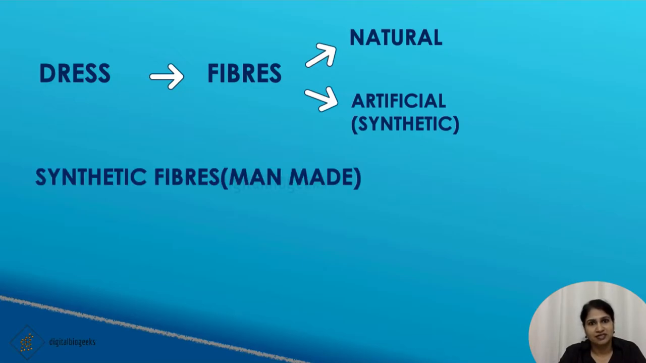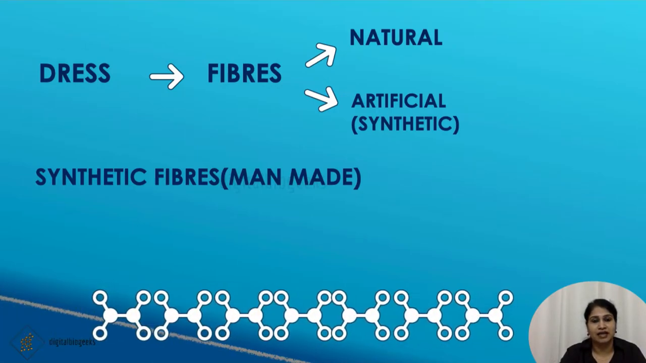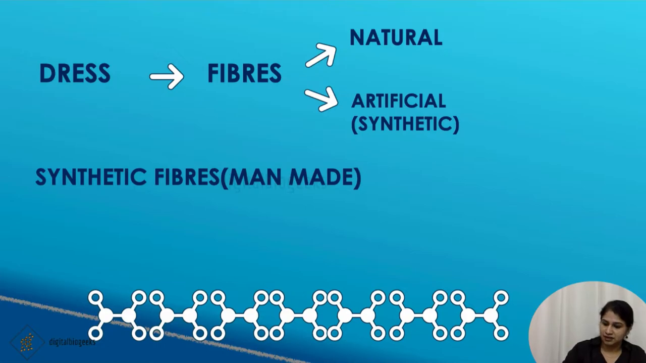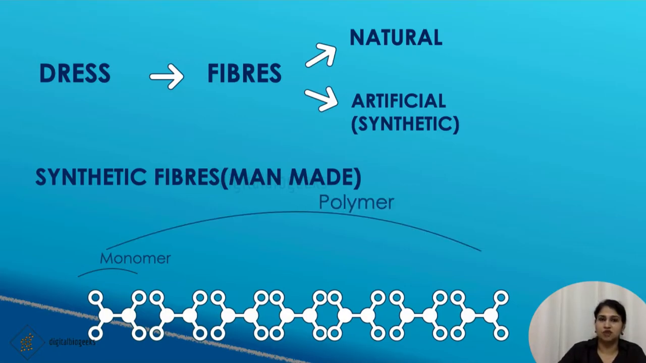Let's go into details. Synthetic fibers are actually a long chain made of small units joined together, like this. Here, these are all small units and they join together to form these long chains. Each small unit is known as a monomer, and this long chain is known as a polymer. Polymer means many units.